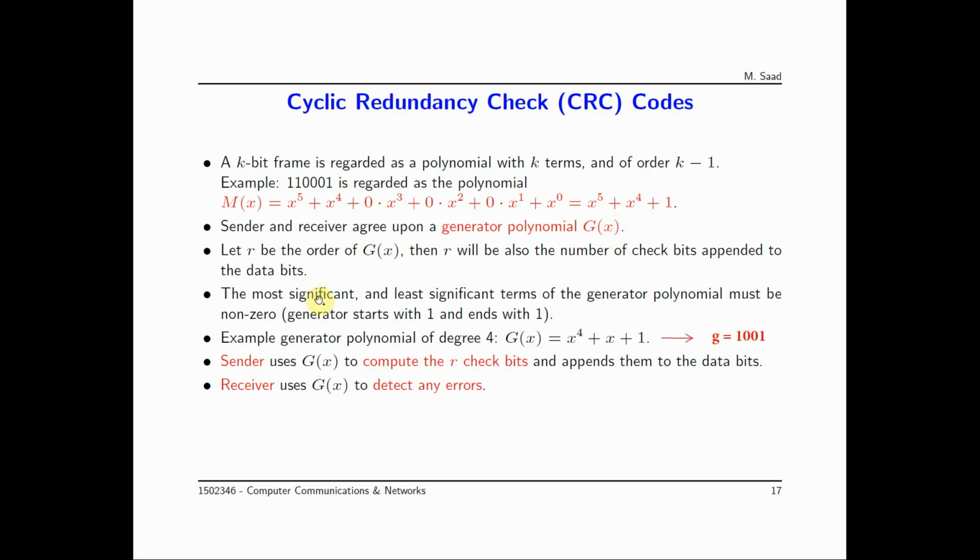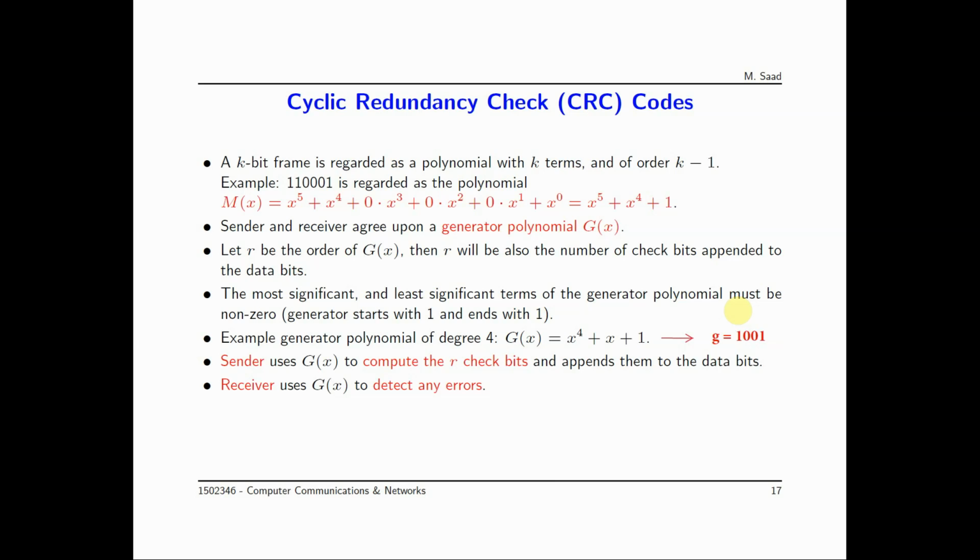Now, as a piece of information, that generator polynomial has some conditions so that it is really able to detect errors. The simplest, bottom line condition is that this generator polynomial must start with a 1 and end with a 1. As a binary sequence, it must start with a 1 and end with a 1. In other words, the most significant term and the least significant term cannot be zeros. Both of them should exist so that the generator polynomial is able to detect at least a single error.